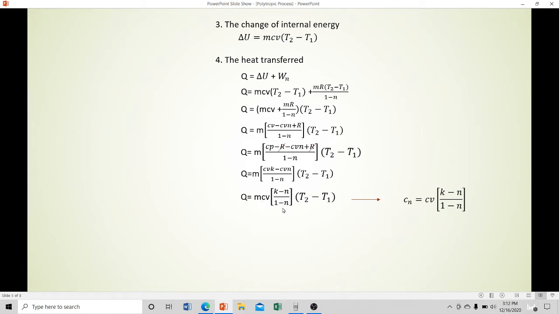So this equation is equivalent to Cn, or we can rewrite our heat transfer into the form Q is equal to mCn times T2 minus T1. Okay? So for the change of enthalpy, we have this equation: change of H is equal to mCp times T2 minus T1. It is just like before: for the change of internal energy you use the specific heat at constant volume, and for the change of enthalpy you use the specific heat at constant pressure. Okay?